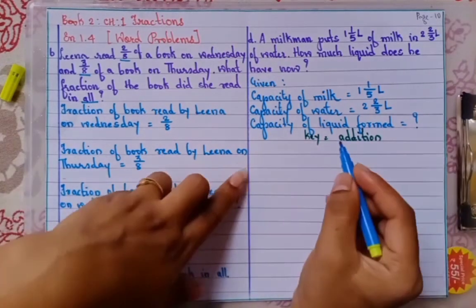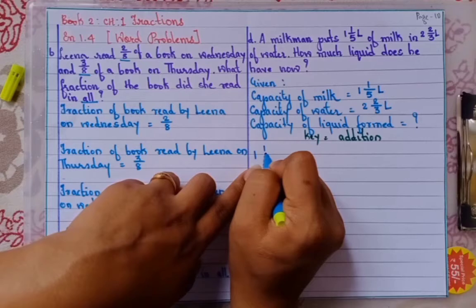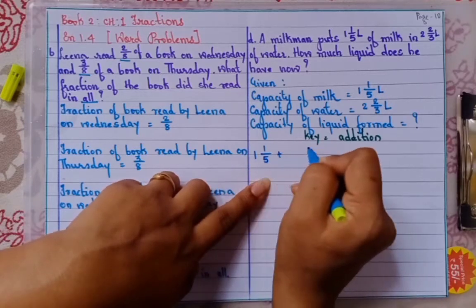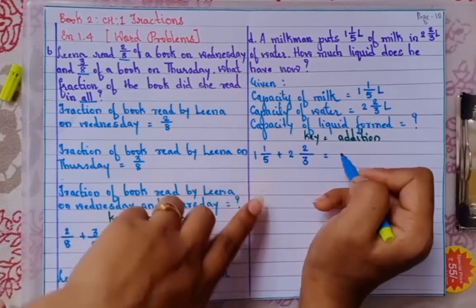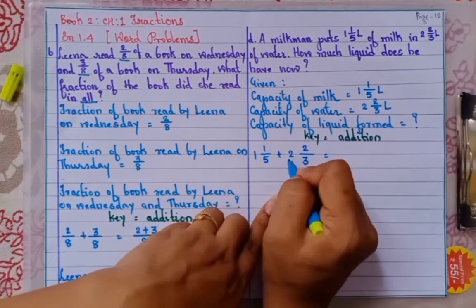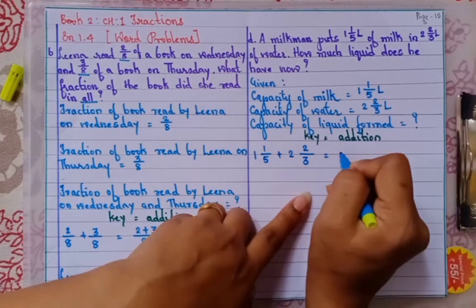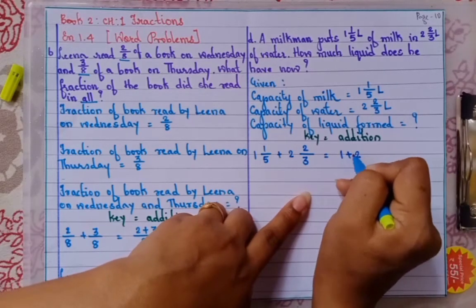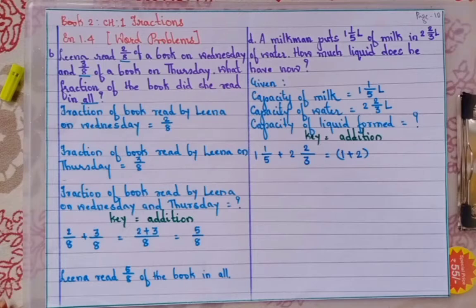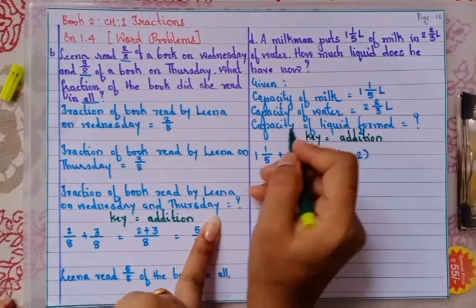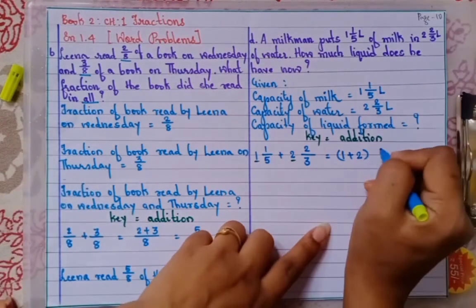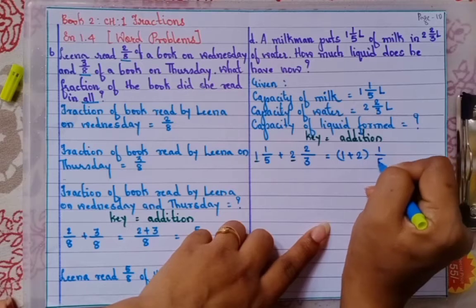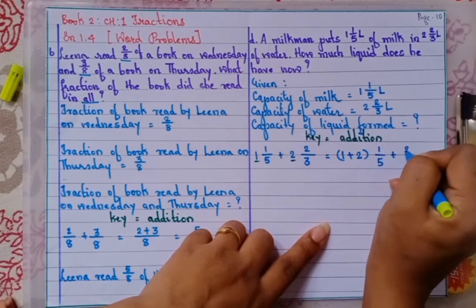We have to add these fractions: 1 1/5 plus 2 2/3. What is our first work? First we have to deal with the whole numbers. So let's write 1 plus 2. I have added the whole numbers first. The combination of a whole number and a fraction is called a mixed fraction. And then let's write the fractions separately: 1 by 5 plus 2 by 3.